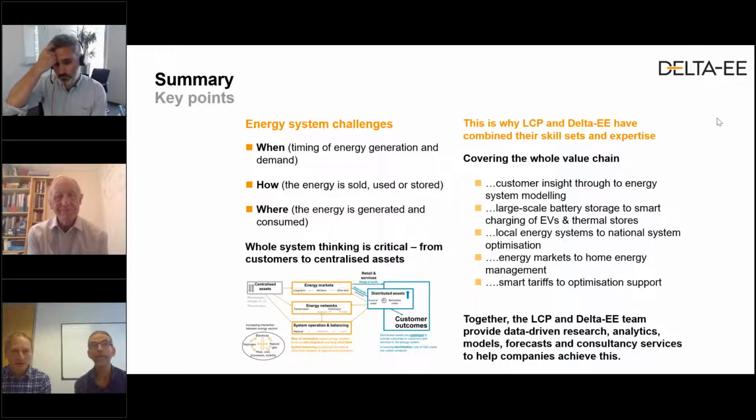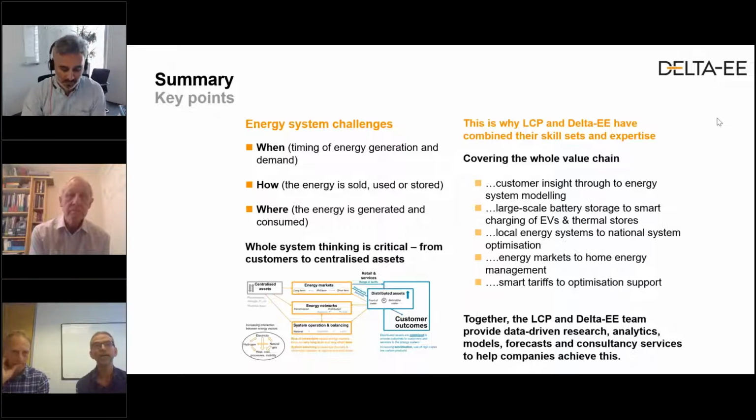Absolutely. Thanks, John. Chris, there's a question for you, just specifically on LCP modelling, regarding are you adapting modelling to nodal pricing in case Ofgem decides to go that way?